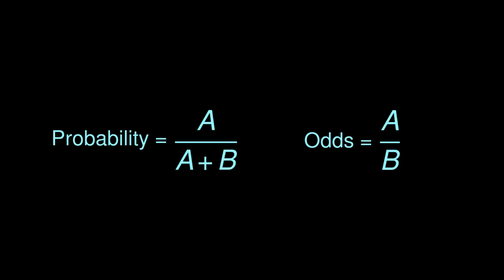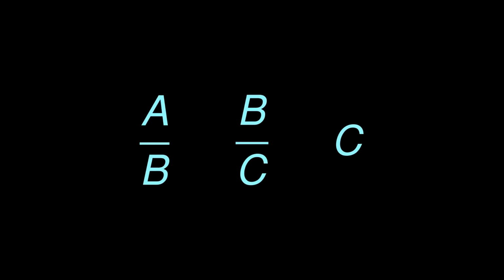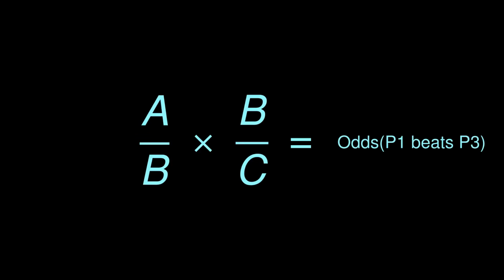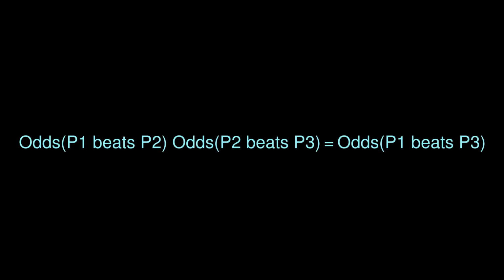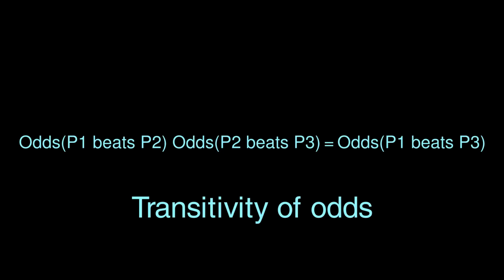Where odds really shine is when we involve more than two players. Suppose three players have strengths A, B, and C. Then the odds of player 1 beating player 2 are A over B. The odds of player 2 beating player 3 are B over C. And the odds of player 1 beating player 3 are A over C, which happens to equal the product A over B times B over C. In other words, the odds that player 1 beats player 3 are equal to the odds that player 1 beats player 2 times the odds that player 2 beats player 3. We'll call this property transitivity of odds. What we have just done is prove that Zermelo's model possesses the transitivity of odds property.